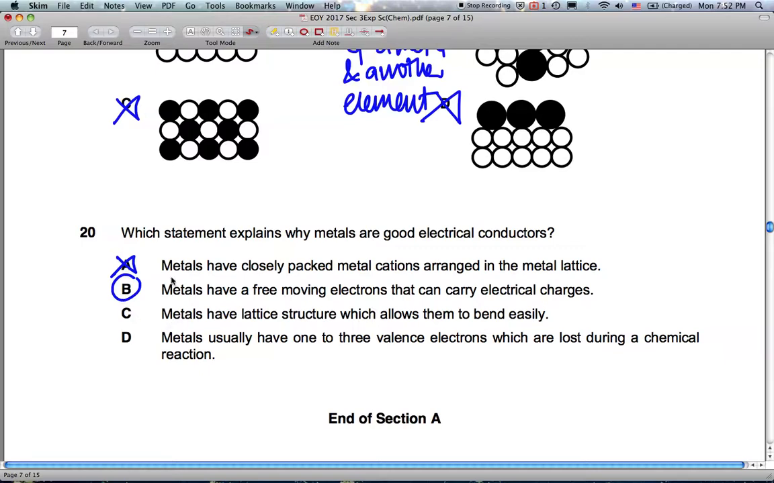For option C, metals have lattice structure which allows them to bend easily, which does not explain why it is a good electrical conductor. So option C is out. And lastly, option D, metals usually have 1 to 3 valence electrons which are lost during a chemical reaction, which does not explain why they are good electrical conductors. Okay, so our answer is B.